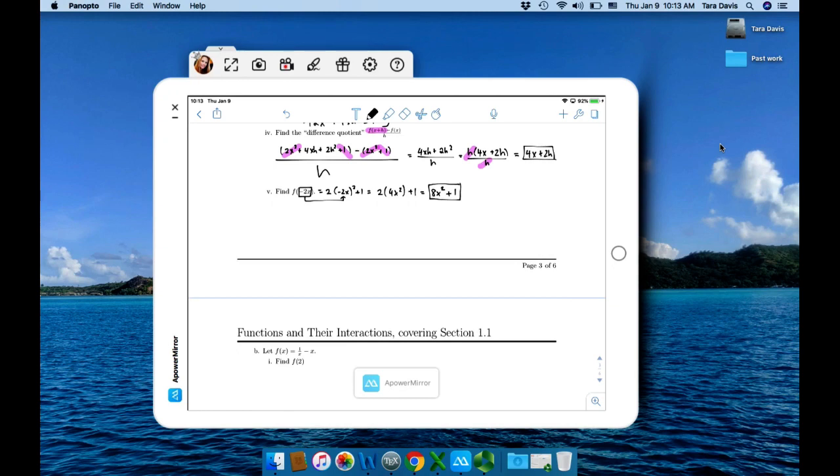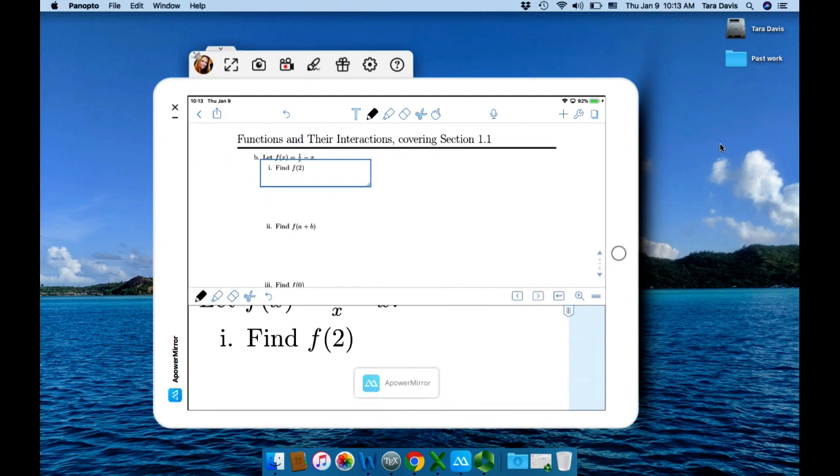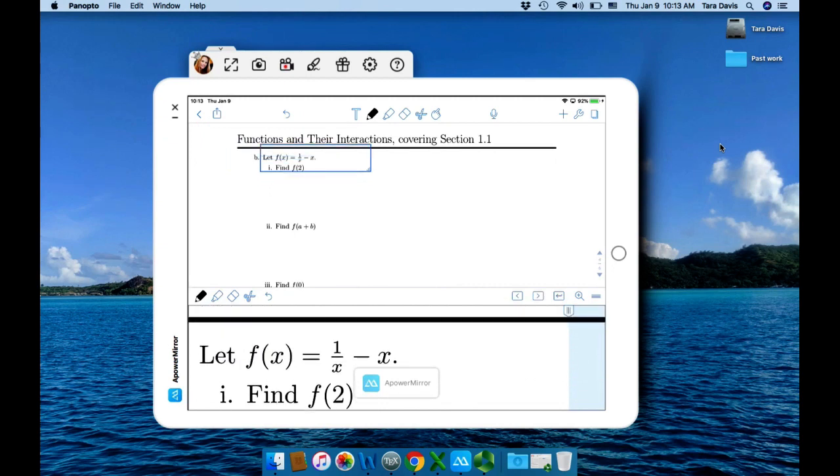Okay, we're just going to have to do more and more examples, and of course when you go and do your homework, you will also do more and more examples. That's important to practice. Okay, so now we have the function f of x equals 1 over x minus x.